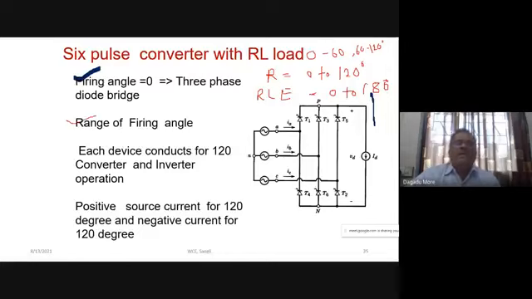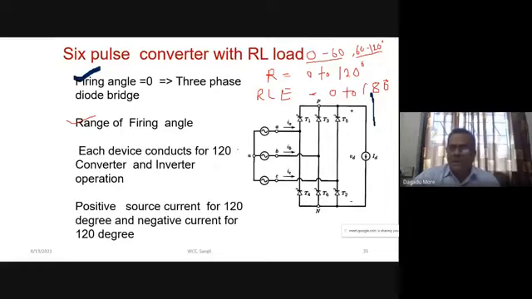Is it clear? The range of firing angle for R load is 0 to 120 degrees. Out of that, 0 to 60 is continuous conduction, 60 to 120 is discontinuous conduction. For RLE load, it is 0 to 180, and in that case 0 to 90 will be rectifier operation and 90 to 180 will be inverter operation, provided inverter operation requirement conditions are satisfied: we require a battery in the DC source and sufficient inductance to maintain the current continuous.